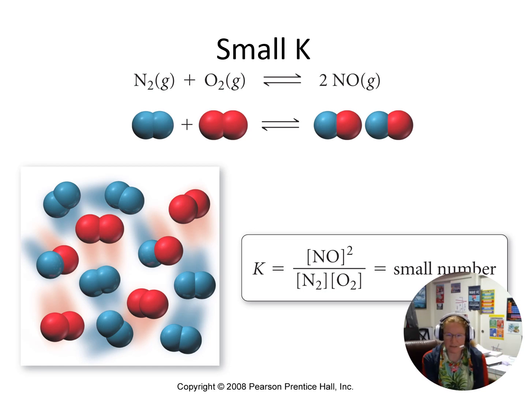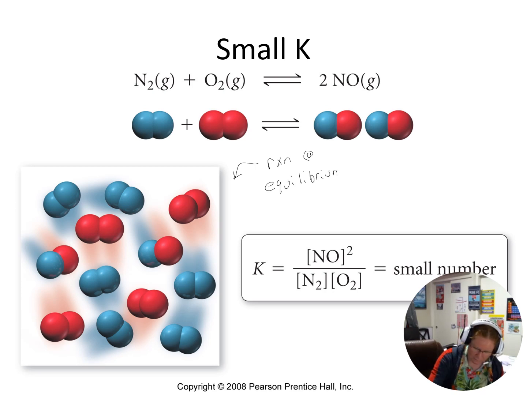Now when I look at a small K, here I have some nitrogen molecules, some oxygen molecules, and some nitrogen monoxide. Again, this little picture right here is the reaction at equilibrium. When you look at the reaction at equilibrium, what do you have more of, the reactant molecules or the product molecules? You'll see that there's more of the reactant molecules. So a small K favors reactants.